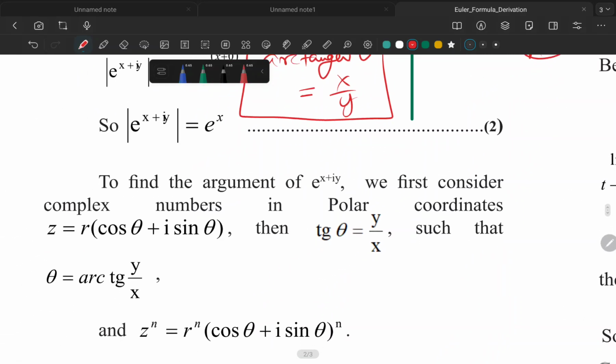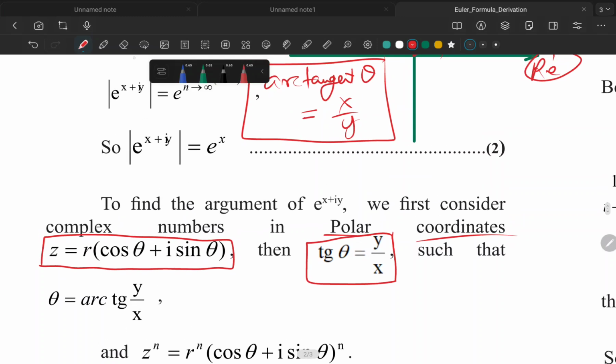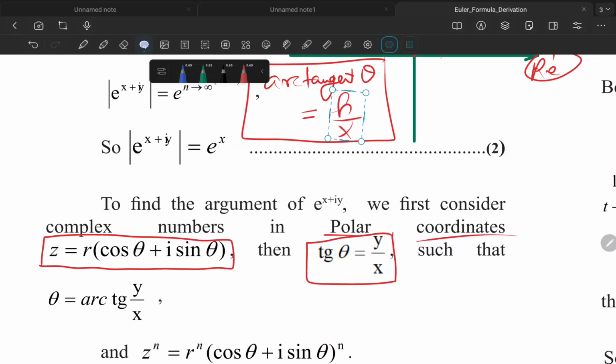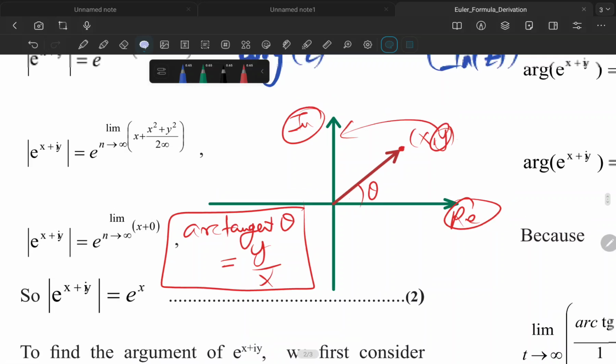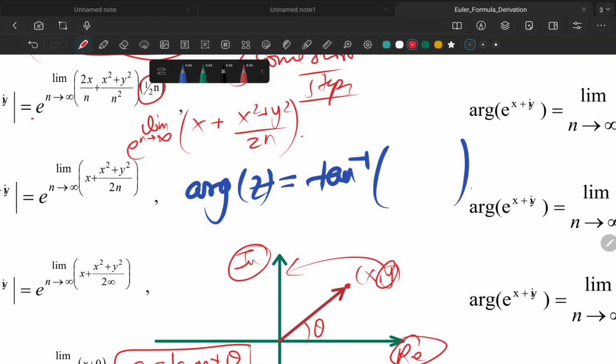So these are polar coordinates, and this is the arctangent of theta. No, sorry guys, I made a mistake. That is imaginary over real, let me make it slightly clearer for you. I'm sorry guys, it's been quite a year since I studied this. So it's imaginary of z over real of z. I hope you are clear with that.